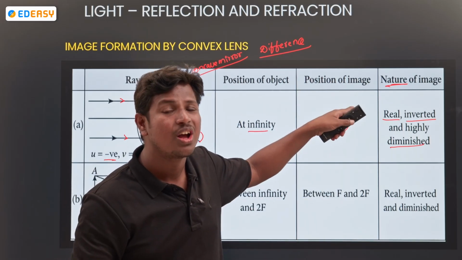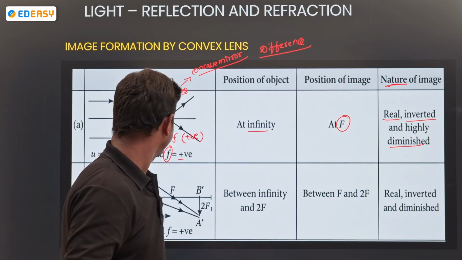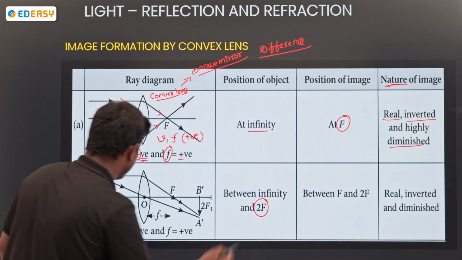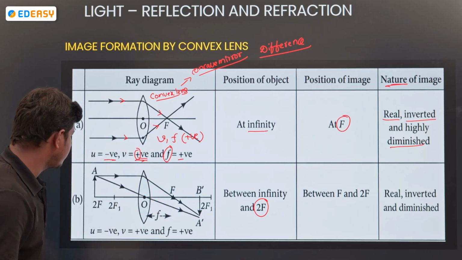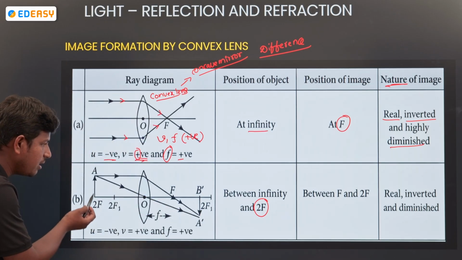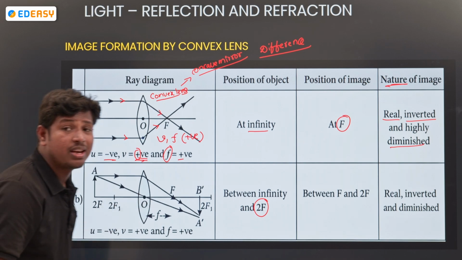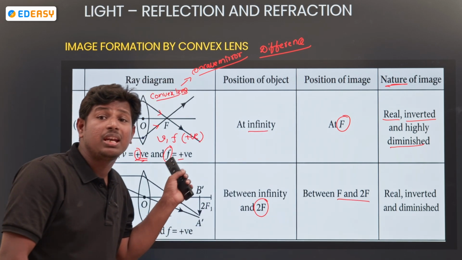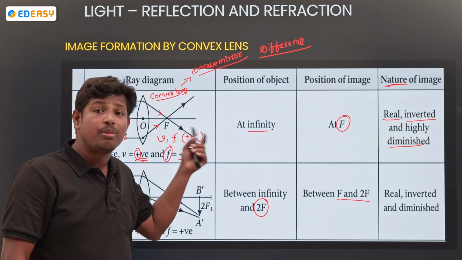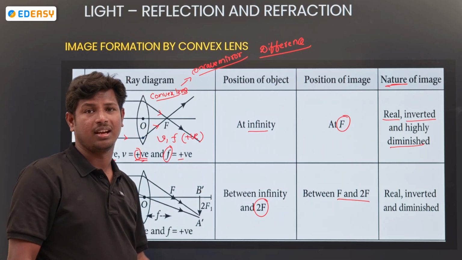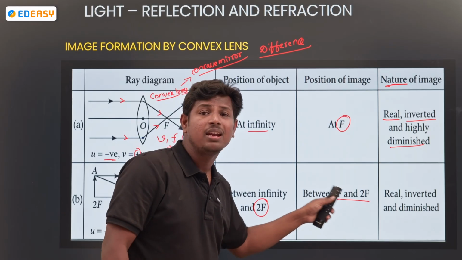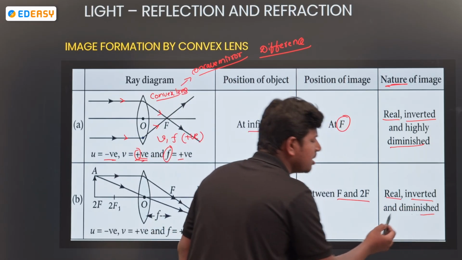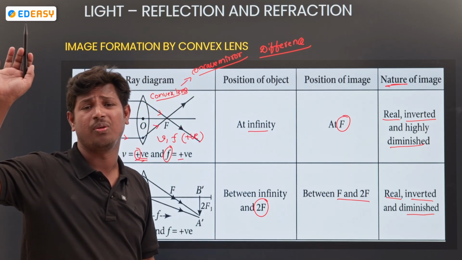Convex mirror, concave lens. Next, tell me, where is the object? Between infinity and 2f. Where does the image take place? Between f and 2f. So here also, between f and 2f, the image will be real, inverted, diminished, like a concave mirror.